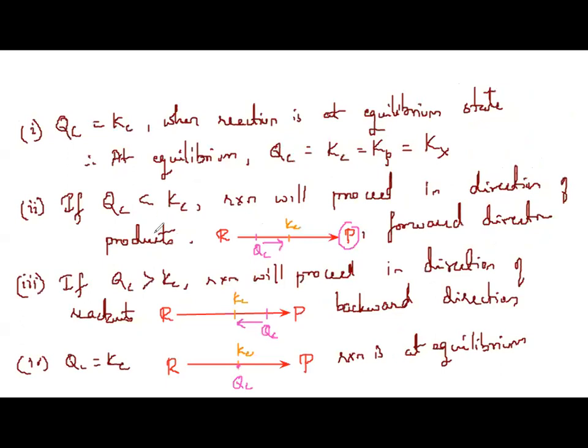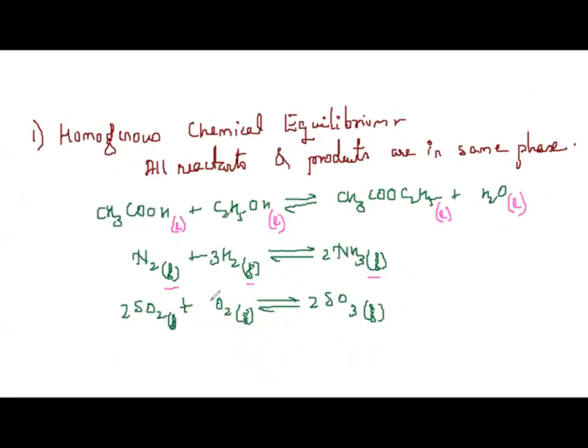And with this, what information do we get? If Qc is equal to Kc, the reaction is at equilibrium. If Qc is less than Kc, then to attain equilibrium, reaction will proceed in forward direction. You can see this graphically. That means it will proceed in the direction of products. If Qc is more than Kc, then to attain equilibrium, reaction will proceed in backward direction. That is, it will proceed in the direction of reactants. And if it is equal to Kc, it is at equilibrium.